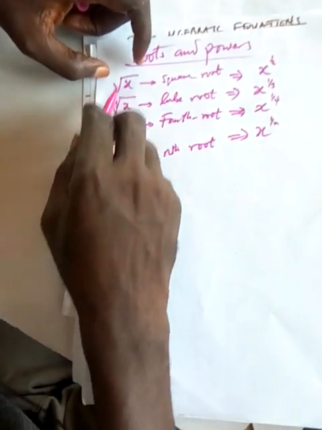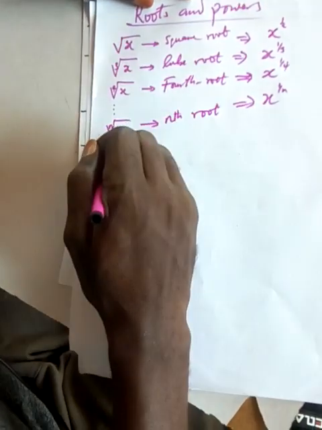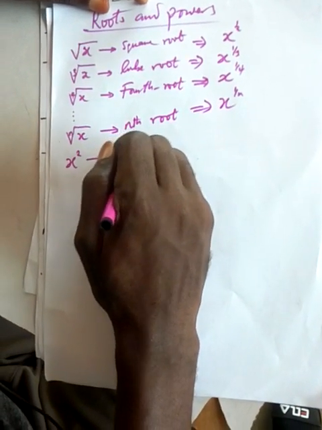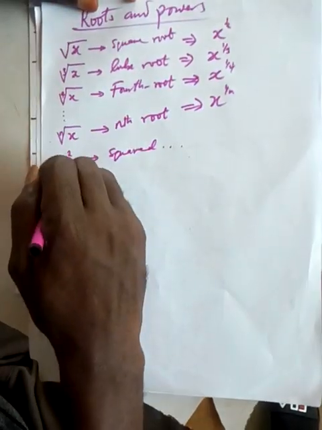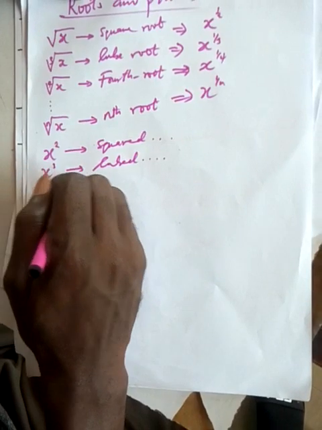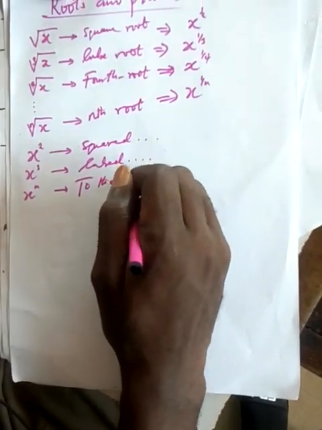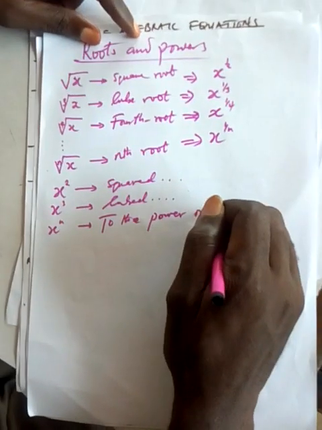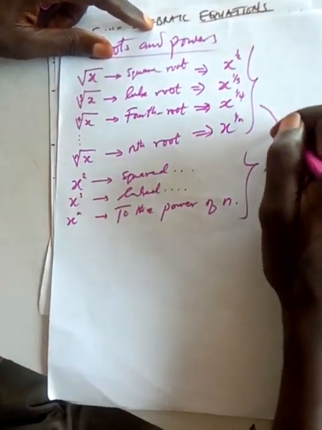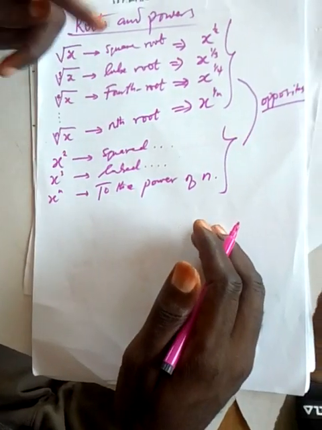To neutralize this root in an equation, you do the opposite. The opposites are powers. X raised to the power 2 is a power called squared. This is cubed, and so on and so forth. This is to the power of n. So since these ones are opposites of these ones, we apply each of them when we encounter them.